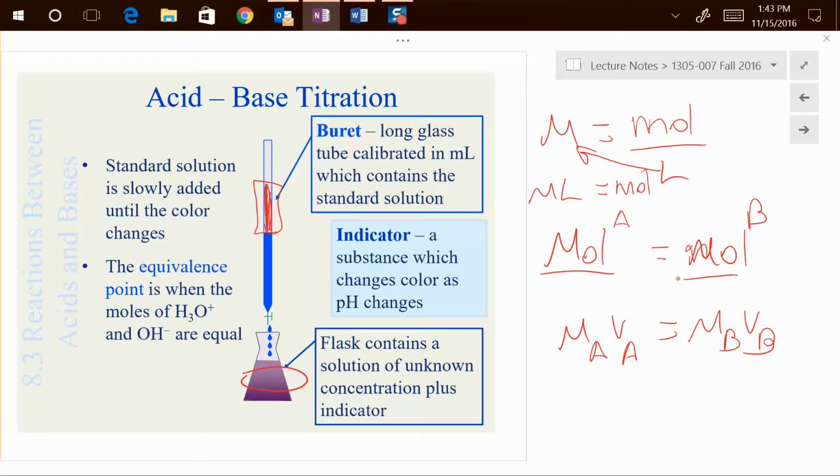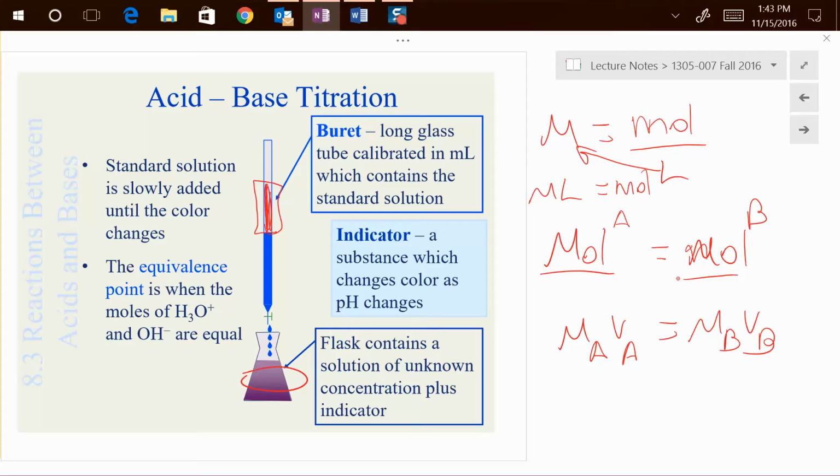Now I can simply isolate the molarity of the base here and solve for it based on the molarity and volume of the acid that I used to titrate it. Or I can calculate the molarity of the acid based on the molarity and volume of the base I used to titrate that acid. I know the volume I started with of the acid, I just don't know what the concentration of the acid was. Okay? And I will be able to calculate it using this equation.